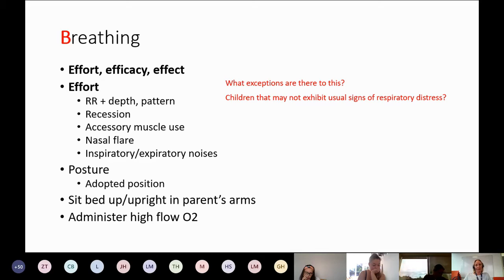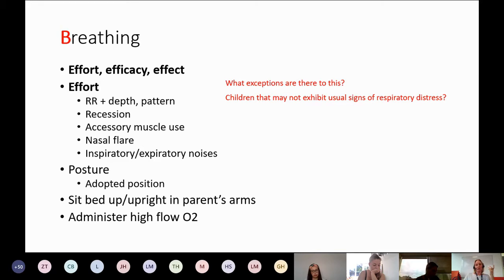Accessory muscle use: we look at babies that head bob, children that sit themselves forward, again like classically your asthmatics, using every muscle they can to try and get air in and out, and nasal flaring. And then we talked about upper airway noises, and we did talk a little bit about lower airway, but when assessing the effort they're putting in, can you hear wheeze, can you hear anything else when you're assessing the amount of effort they're putting into their breathing?